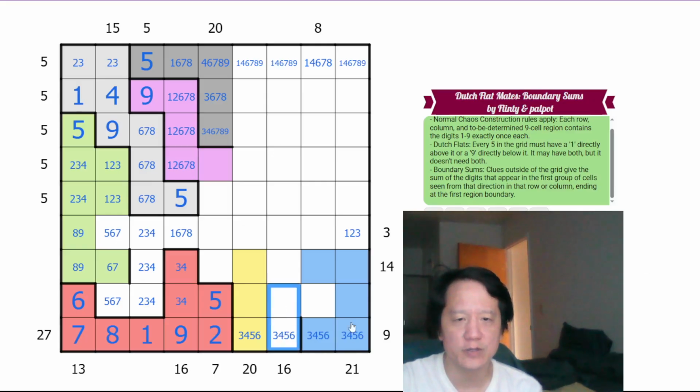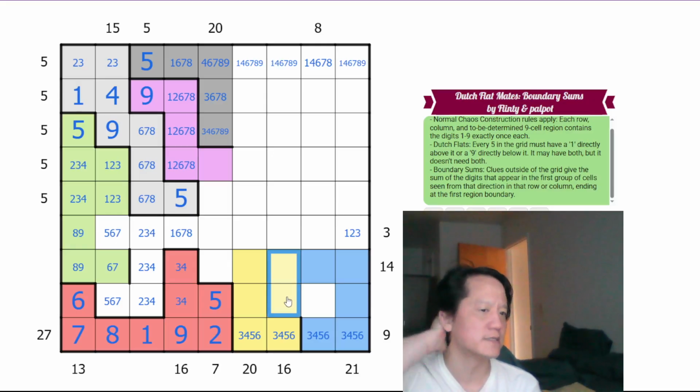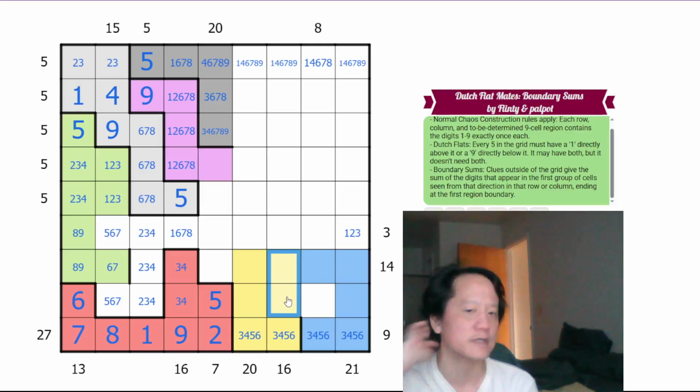And this must be yellow, yellow at least, because it's 2 digits. And it actually has to be 3 digits here, because with that, a 6 plus 2 other digits has to have at least 3 digits to add up to 16.